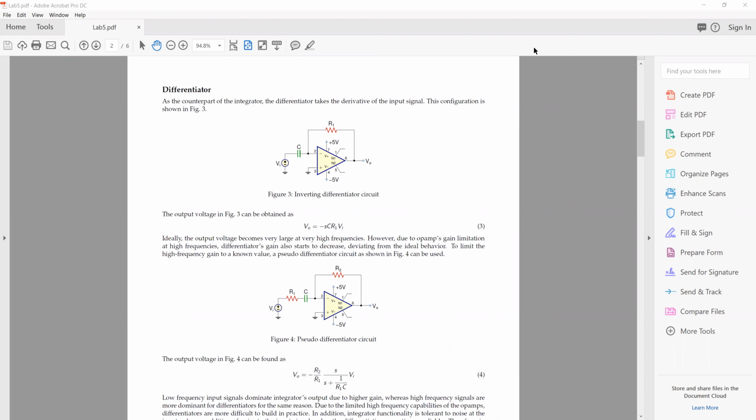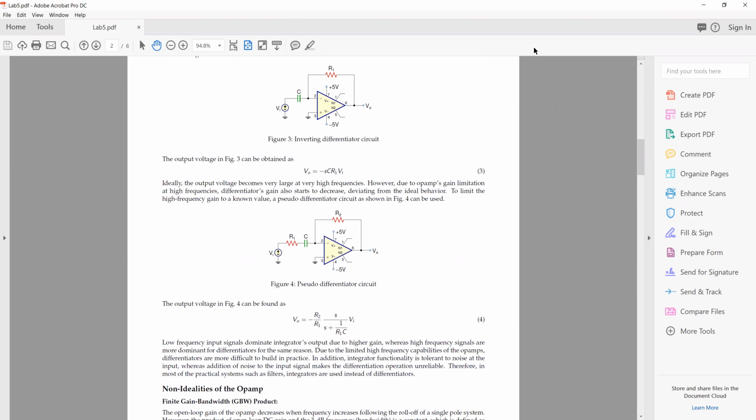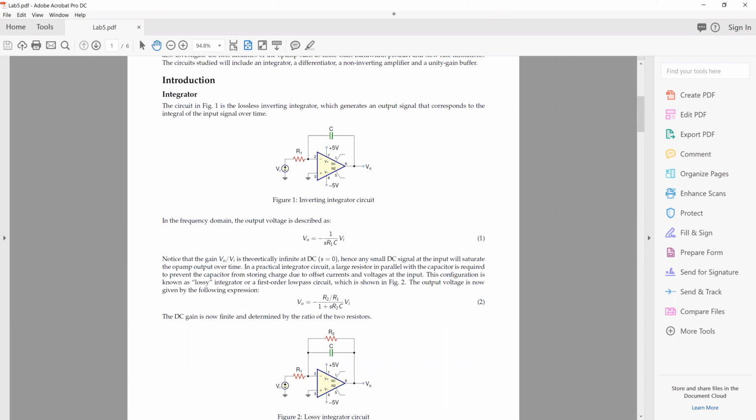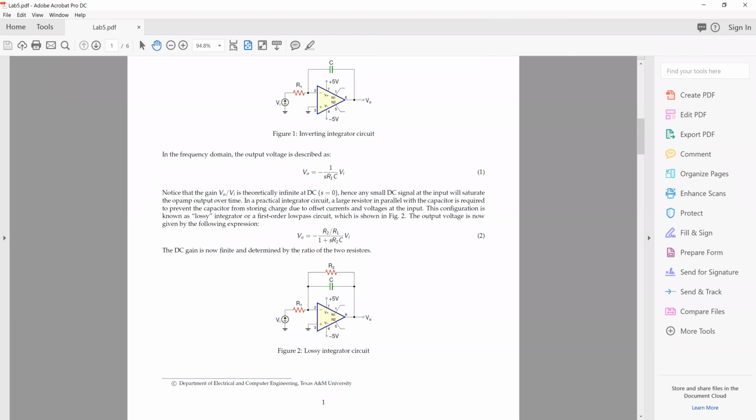So that's how we fix the problem that we get using a differentiator, and it's called a pseudo differentiator. I want you guys to go through the theory portion on the integrator and the differentiator to understand in more detail what problems occur in integrators, and at the same time, the problems that occur in the differentiator.